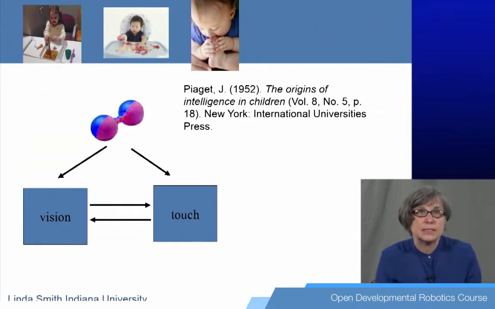Now, this idea about these sensory motor couplings is the core idea behind Jean Piaget's theory of sensory motor intelligence. What he argued was that babies, by interacting on the world, learn to coordinate different sensory modalities.